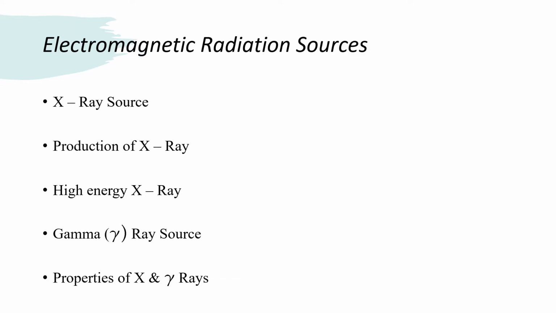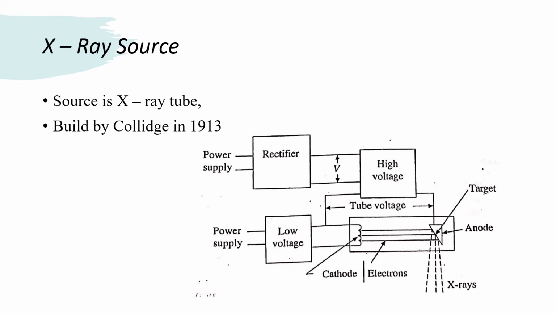Now comes the electromagnetic radiation source. It has various types: the X-ray source, the production of X-ray, the high energy X-ray, and second is the gamma ray source, and then the properties of the X and gamma ray. So students, let's start with the X-ray source. In the widely used conventional X radiography, the source of radiation is an X-ray tube. The X-ray tube consists of a glass bulb under vacuum.